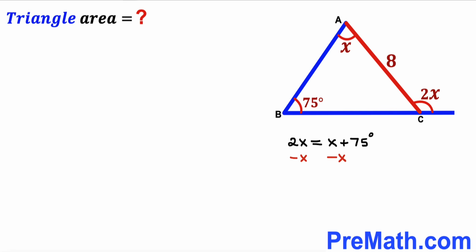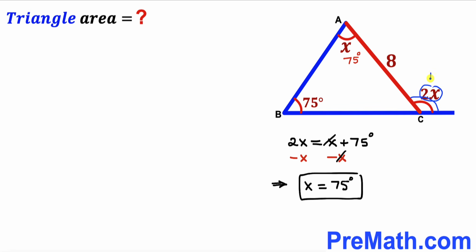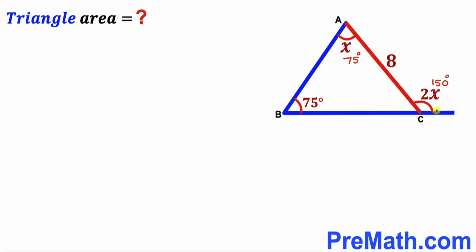And here we can see this x and negative x, they are gone. So our x value simply turns out to be equal to 75 degrees. So thus this x angle value turns out to be 75 degrees. And likewise this exterior angle 2x is going to become 2 times 75, which gives us 150 degrees. And now let's recall the straight angle property.